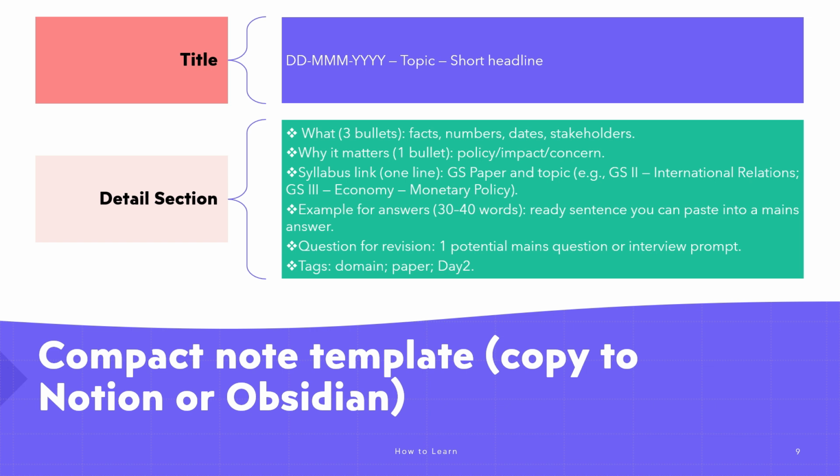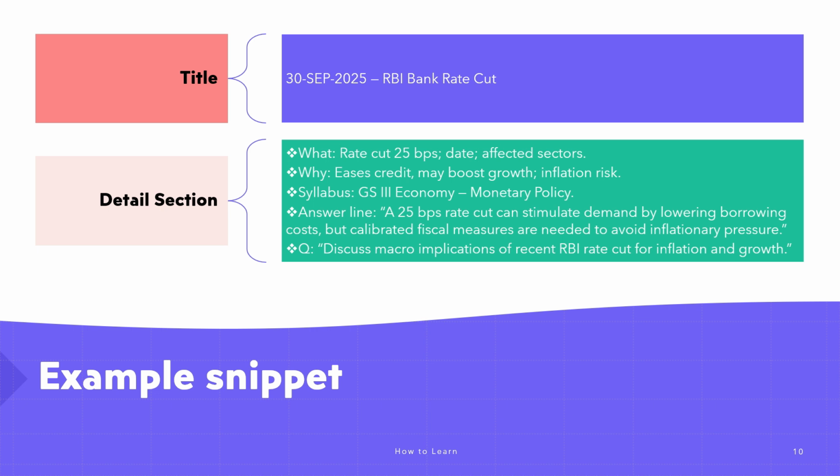Example for answers, 30 to 40 words. Ready sentence you can paste into a mains answer. Question for revision: 1 potential mains question or interview prompt. Tags: domain, paper, Day 2. Example snippet. Title, 30th September 2025.